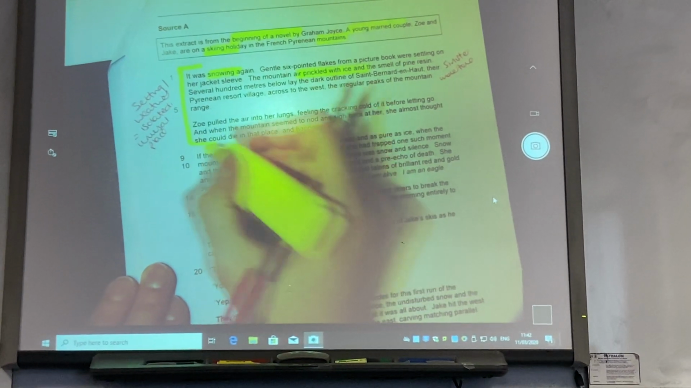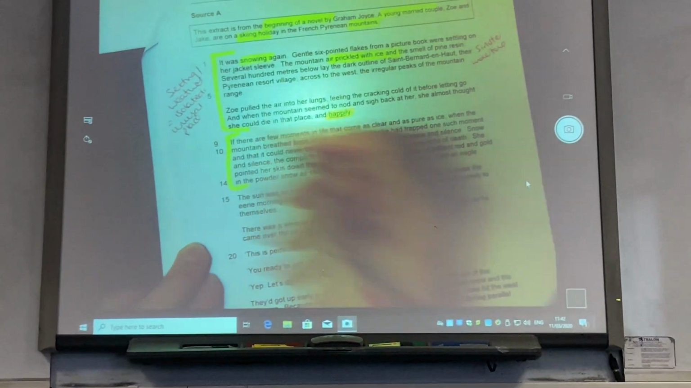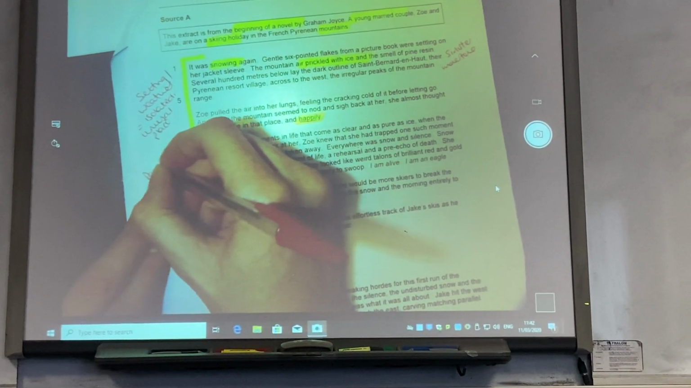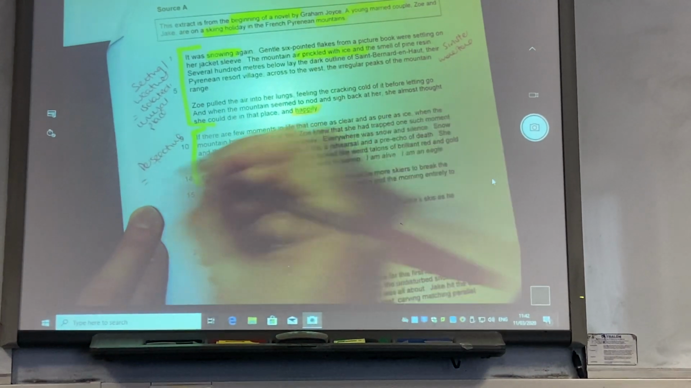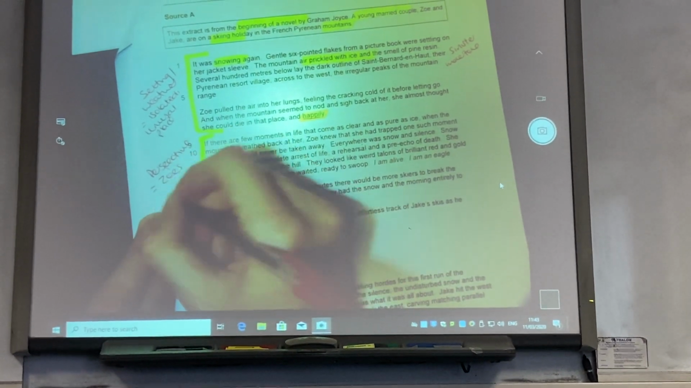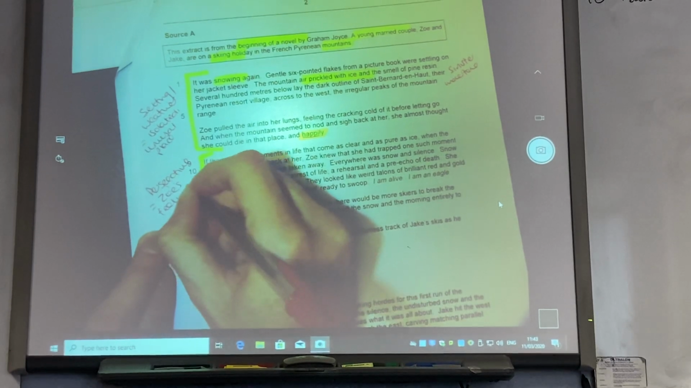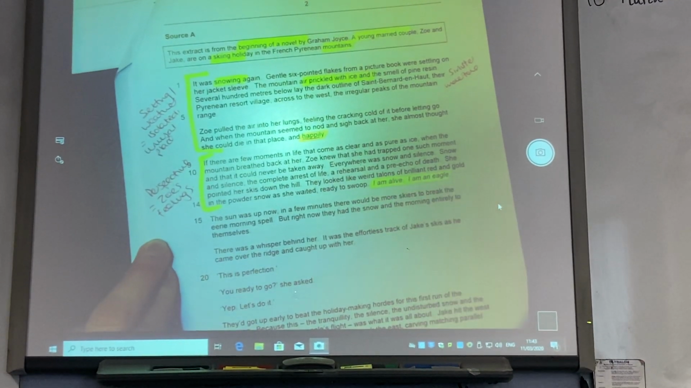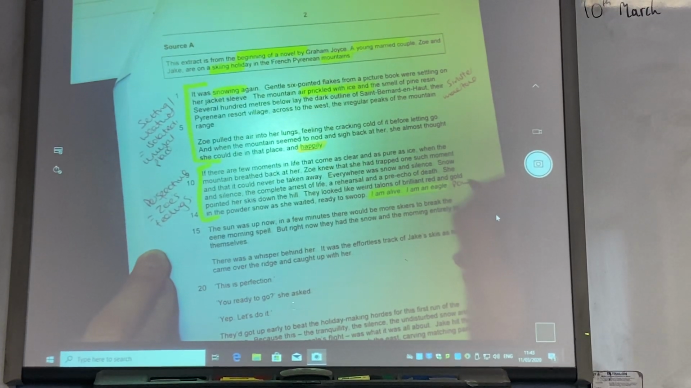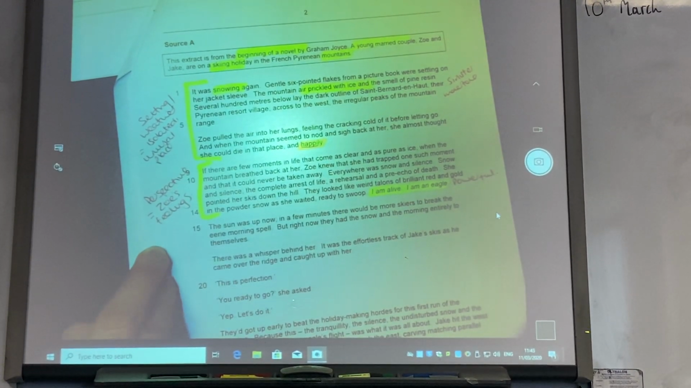Okay, so we do have a little bit of a change there. I think that's a change in perspective, because it focuses or zooms in on Zoe's feelings. And Zoe is feeling powerful, isn't she? Maybe Zoe is a bit too cocky.